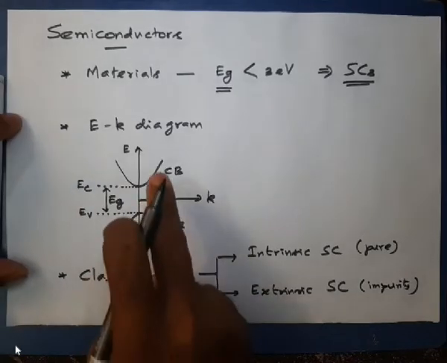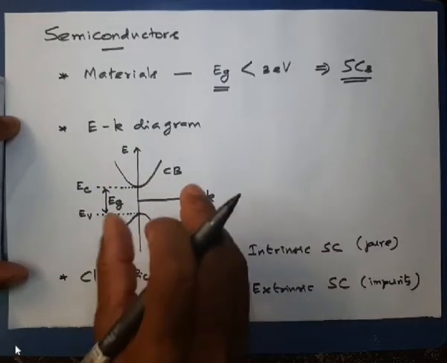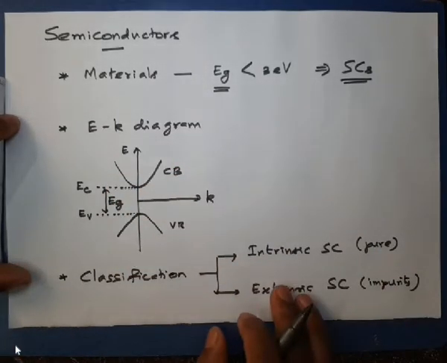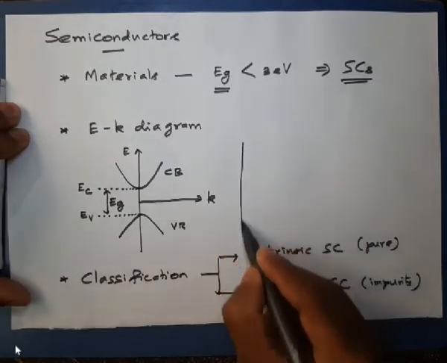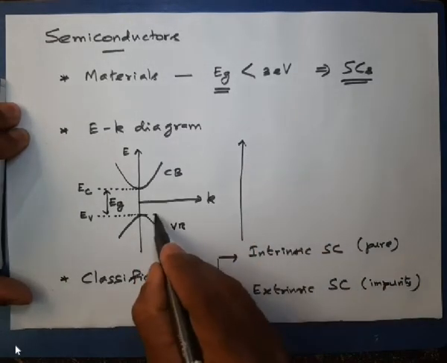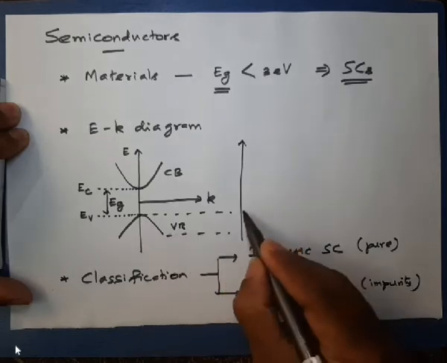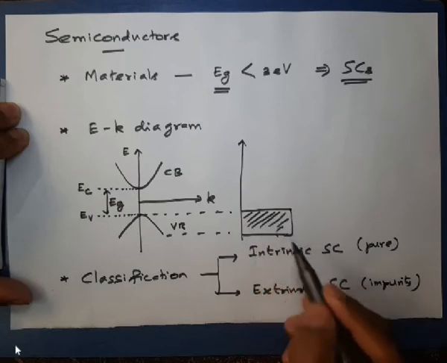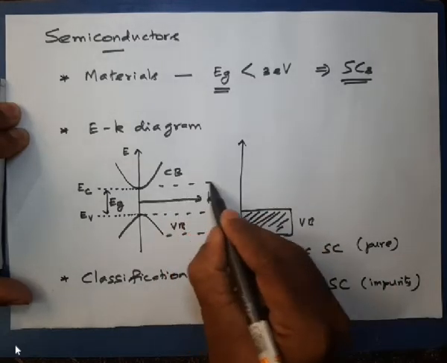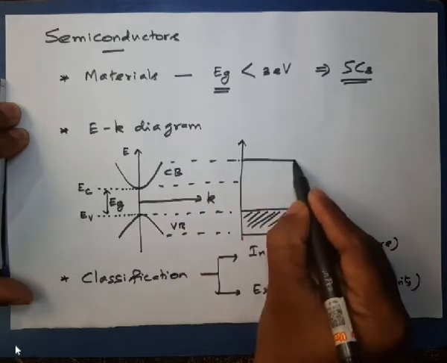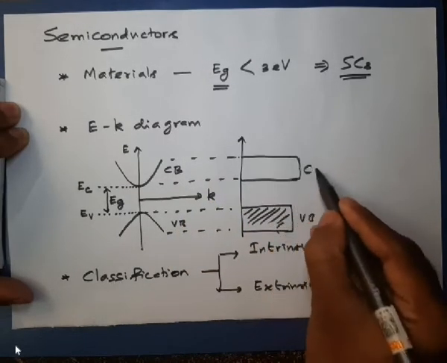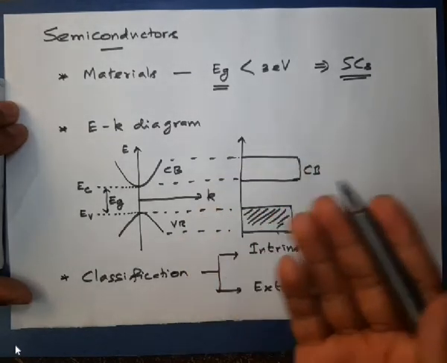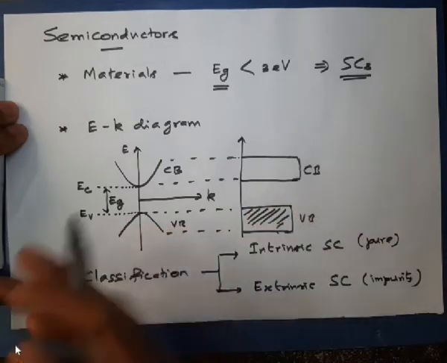And this EK diagram will give you the idea about the valence band and conduction band in reciprocal space. But normally we draw this valence band like a box. We represent it with box notation, and we say that this is the valence band and this is what we call the conduction band. We usually represent it like this. This is the notation in real space. This is the notation in reciprocal space.